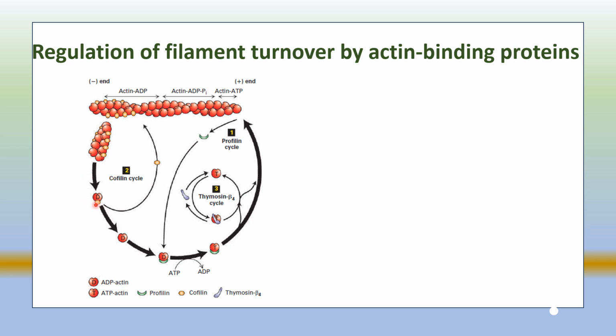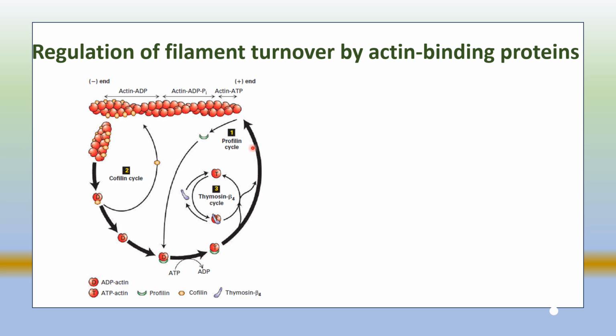Again, there is another one called thymosin beta 4. This is also important. Thymosin performs a function similar to that of profilin. Let's see what it does. You can see here we have this actin in the ATP bound form. Thymosin basically sequesters this protein which is bound to the ATP. And if it makes it available, it will again join on the plus end.